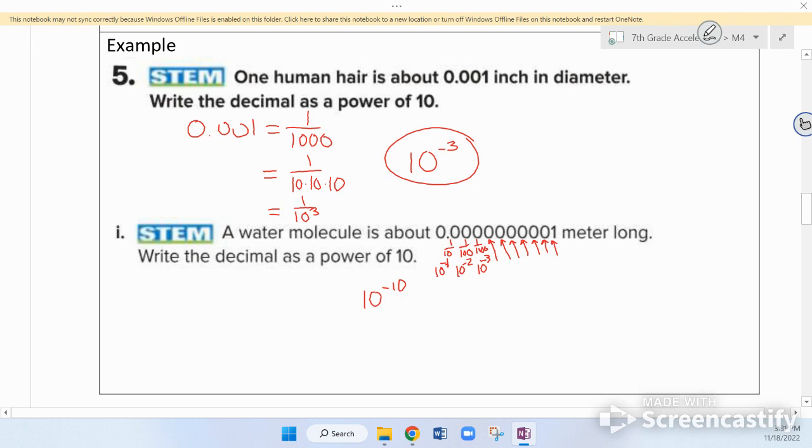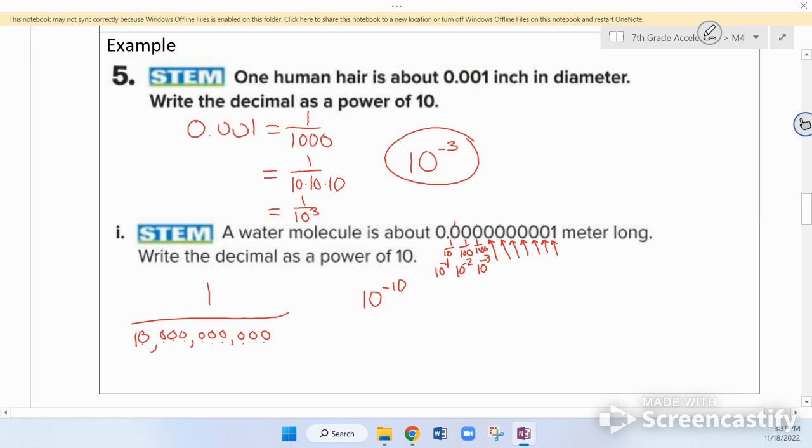We could also say, okay, well, that's going to be tenths, hundredths, thousandths, 10,000ths, 100,000ths, millionths, 10 millionths, 100 millionths, billionths, 10 billionths. Okay, so that's 1 over 10 billion. And then we can figure out how many tens that would take. So 1, 2, 3, 4, 5, 6, 7, 8, 9, 10.